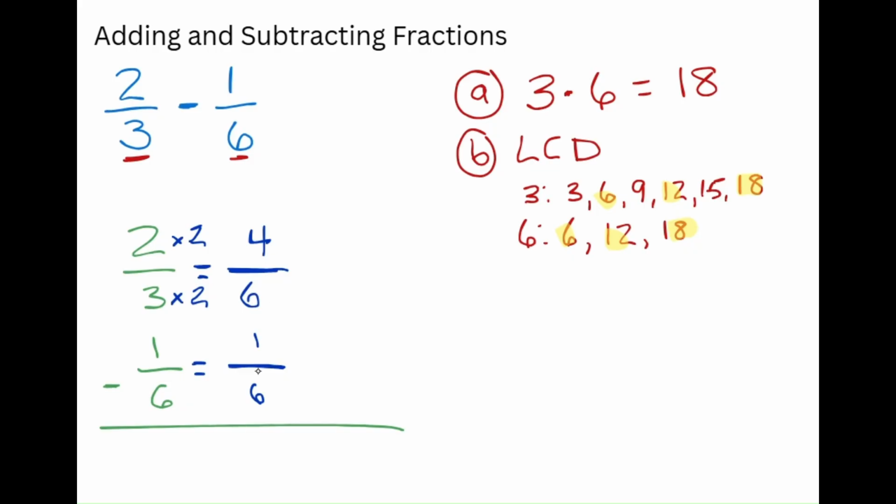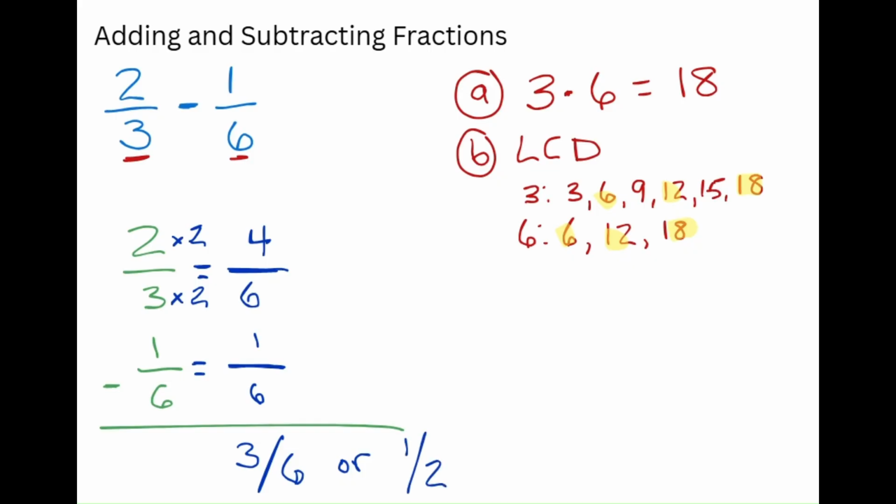So now that they both have 6 in the denominators, I can just do my subtraction. Subtract the numerators. 4 minus 1 is 3. 6 is going to stay the same. So your answer here is 3/6. Or if you want to get it in the lowest terms, you could recognize that that's equivalent to 1/2.